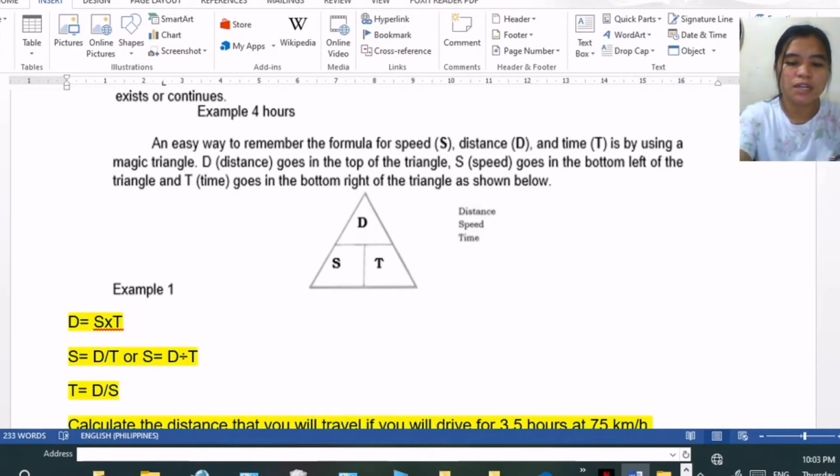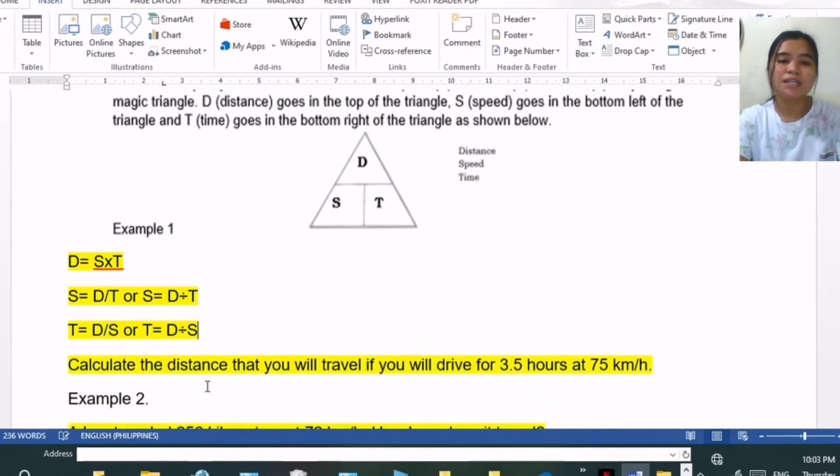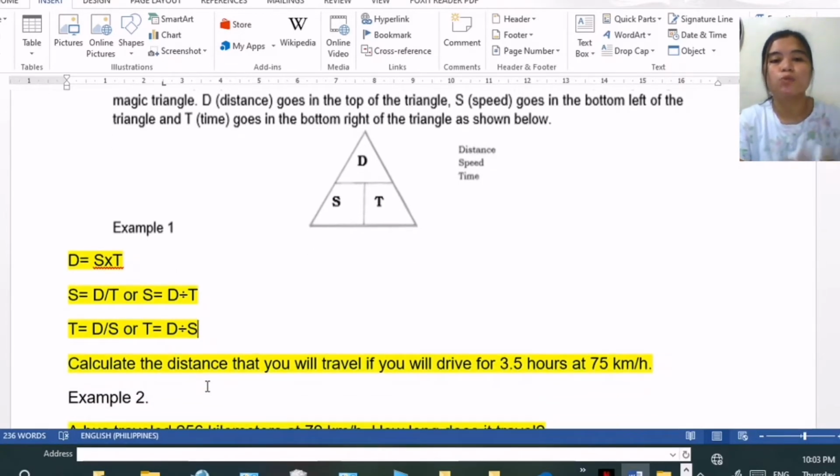Or pwede nyo isulat as T is equal to D divided by, kopyahin ko lang po yung division symbol. Ayan, divided by speed. So, yan lang po ang tatandaan nyo kapag magko-compute po kayo ng distance, speed, and then time.